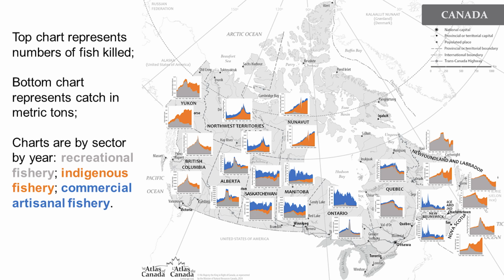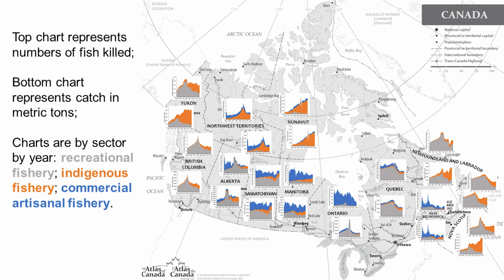You have indigenous fisheries as well in the northern territories, in Nunavut, even in the Yukon, and over in Nova Scotia. The indigenous fishery is the overwhelming part of the catch of that province. And then you have commercial artisanal fishery. You will notice that only in Saskatchewan and in Manitoba is the overwhelming part of the catch the commercial artisanal fishery.